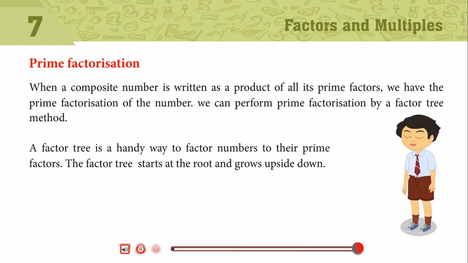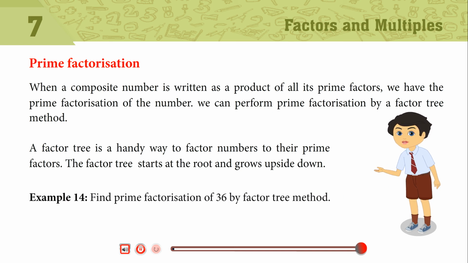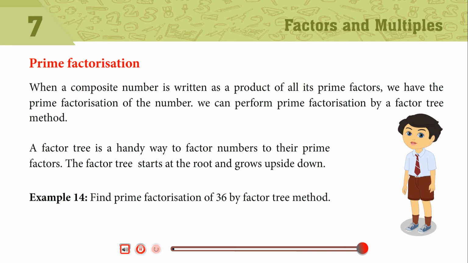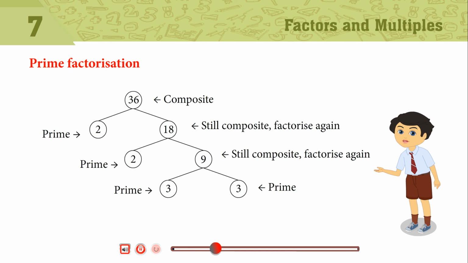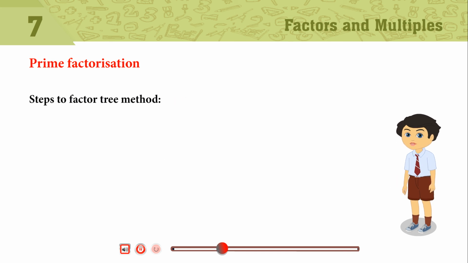A factor tree is a handy way to factor numbers to their prime factors. The factor tree starts at the root and grows upside down. Example 14. Find prime factorization of 36 by factor tree. 36. Composite. 18. Still composite, factorize again. 9. Still composite, factorize again. 3. Prime. 2. Prime.